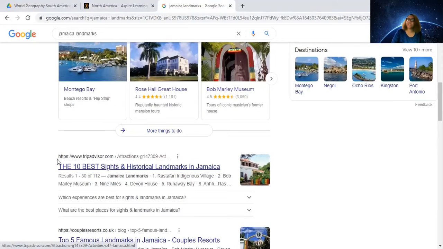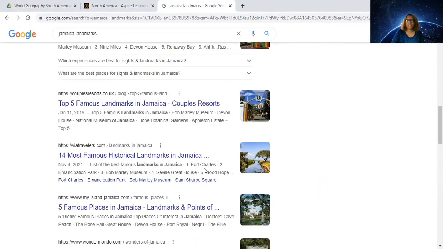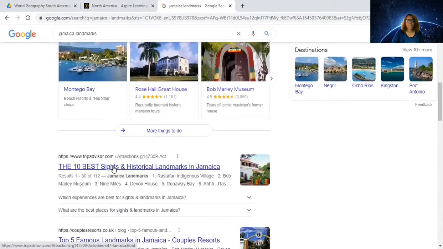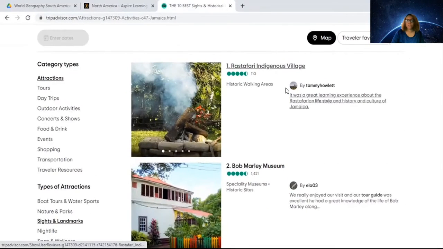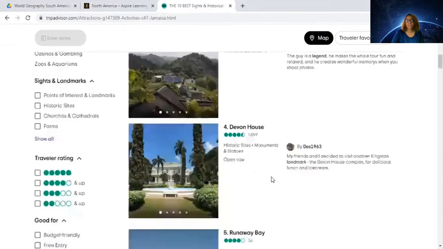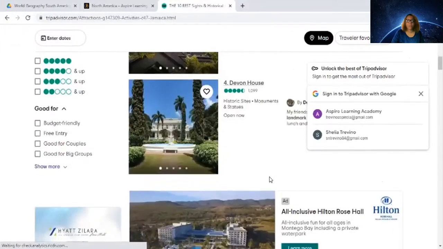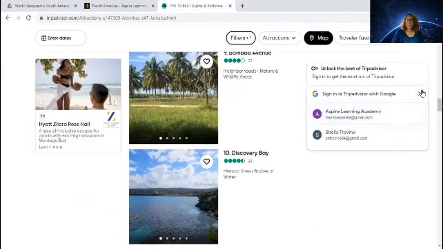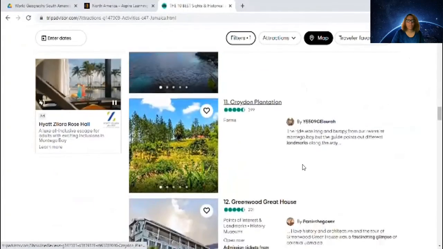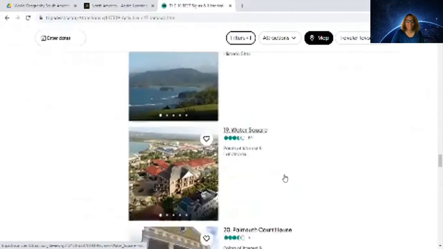So tripadvisor.com is usually a really good one, where they just start listing the landmarks, and then you're looking at pictures. So let's go here, for instance. And you will see pictures and some descriptions and even reviews of things like that. So that's always nice to look up. And then if you find a good landmark, it's sometimes kind of difficult with the Caribbean because it's mainly just beaches. People are all about the beaches, right?